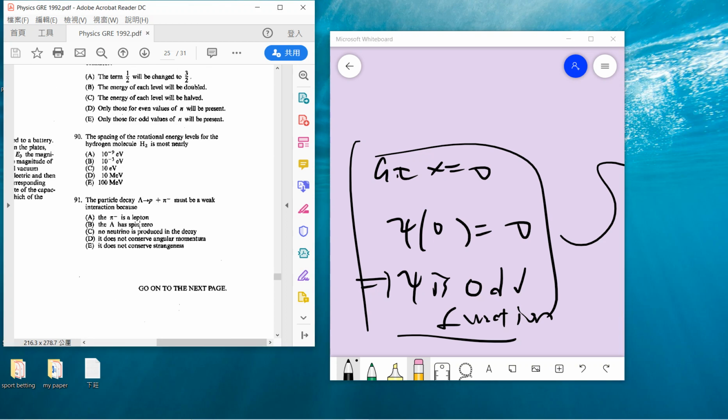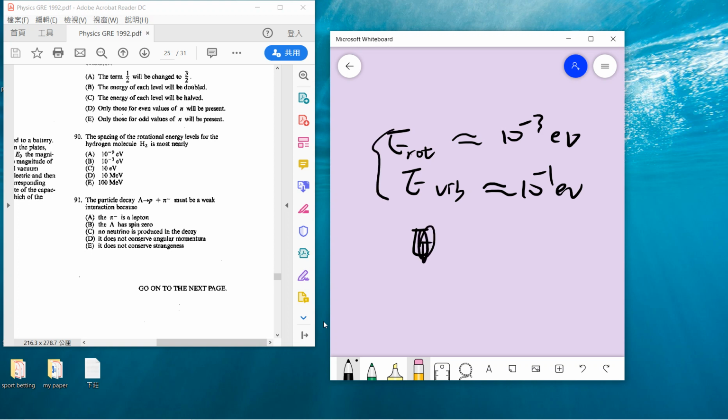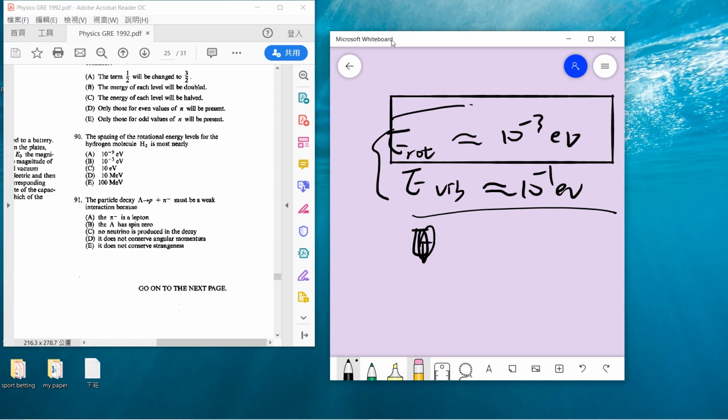Okay, so number 90, the spacing of the rotational energy levels for the hydrogen molecule. Unfortunately, I don't have any good way to solve this problem. Basically, this is an energy scale you have to memorize. The rotation scale is this one, and the vibration scale is this one. So you need to remember it. So the answer is this one, answer is B. You need to remember.